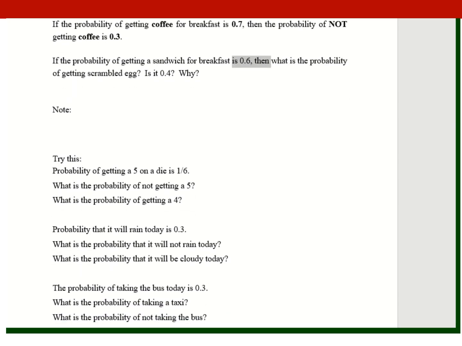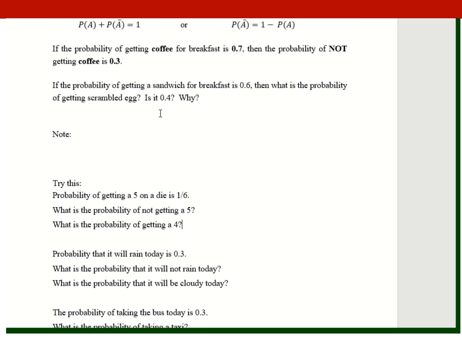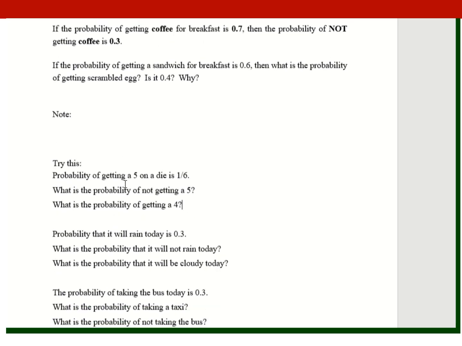Okay. The probability of getting a 5 on a die is 1/6. What's the probability of not getting a 5? This is known probability, so 5/6. What is the probability of getting a 4? 1/6. This one you know the probability, like this you don't know. This event is a known event, so you know.